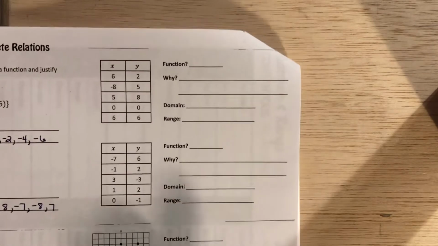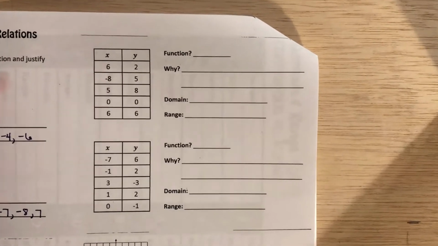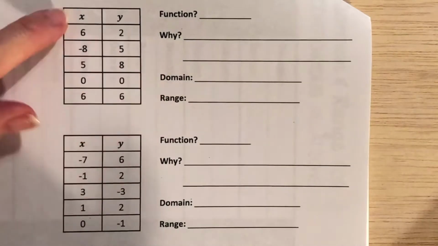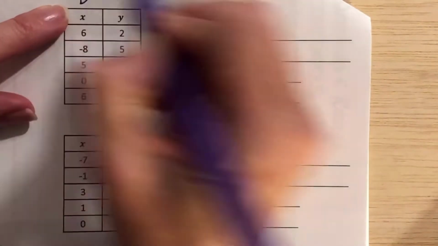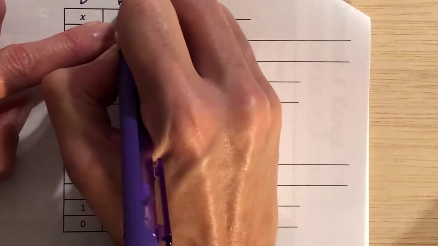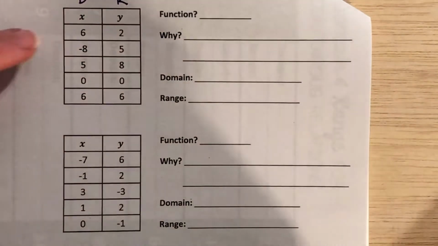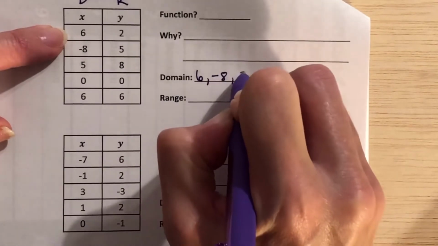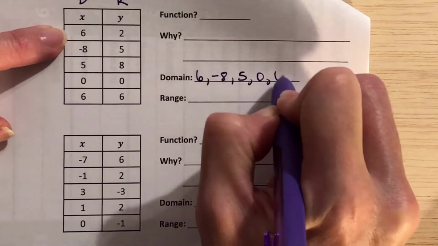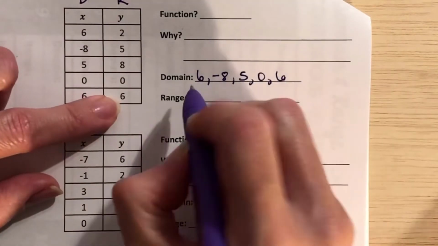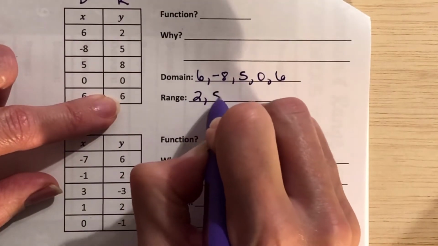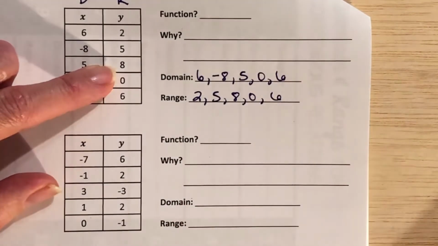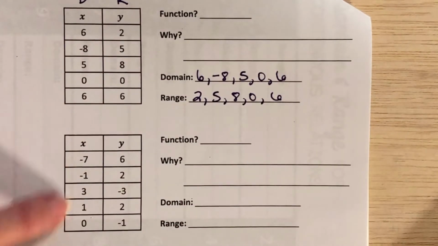Let's go ahead and see how this looks in an x-y table. Well, this one's pretty easy. We know that our domain is our x values, and our range is our y values, so we just list them out. You go ahead and do this one.